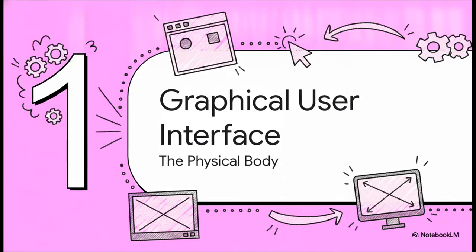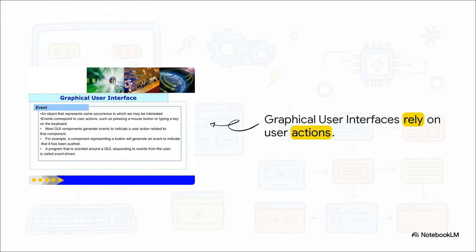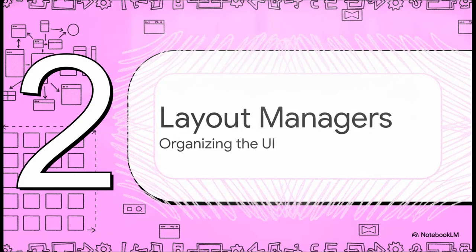So, Section 1, the graphical user interface. This is essentially the physical body of our application. Now, a fundamental truth about modern software is that a GUI-oriented program absolutely has to respond to user actions to function. It doesn't just run top to bottom and turn off like a simple script, it waits. This is exactly what makes it event-driven. The interface just sits there, displaying graphics, essentially waiting for you to provide the spark that makes it go.